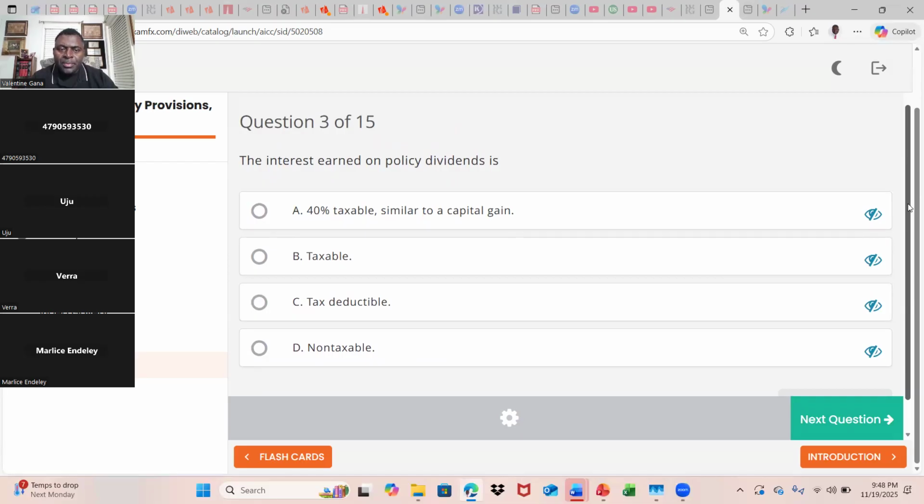The interest earned on policy dividends is non-taxable. It's taxable, the interest. This one is what I call a low-hanging fruit. You harvest the answer and you run. Remember, the main formula is dividends are not taxable, interest is taxable. Correct.